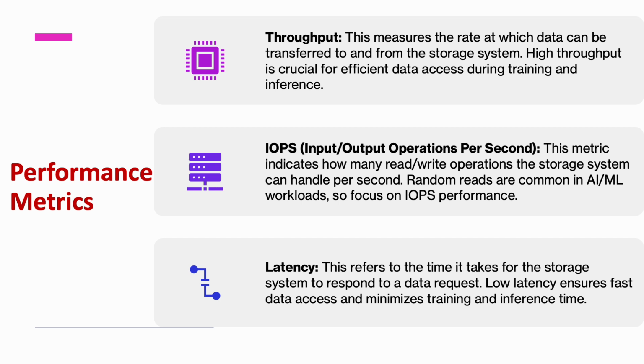So the next one is IOPS, input-output operations per second. This metric indicates how many read and write operations the storage system can handle per second. Random reads are common in AI/ML workloads, so focus on IOPS performance, which is important for high frequency access, specifically for inference and also for model training.